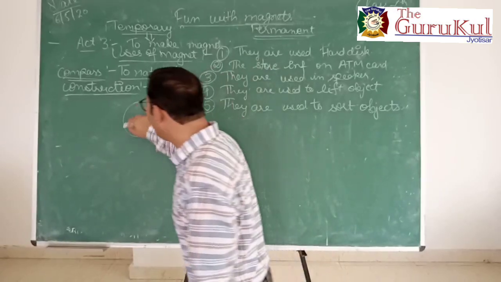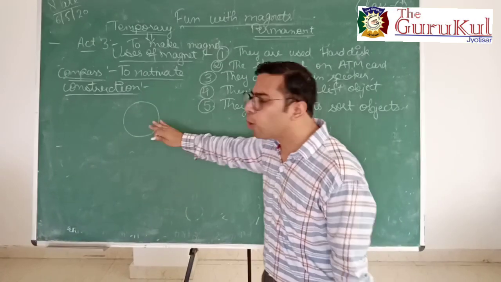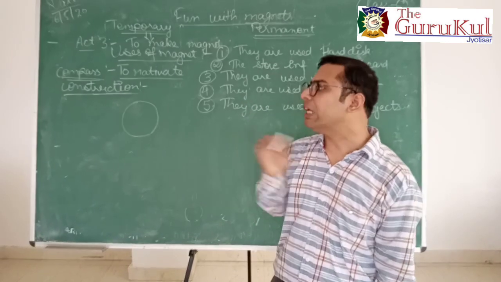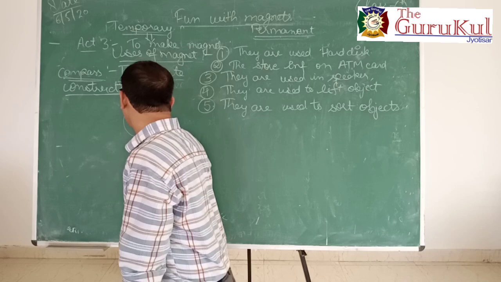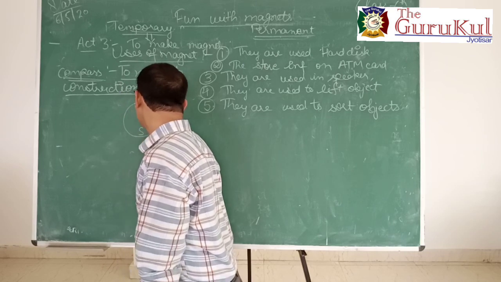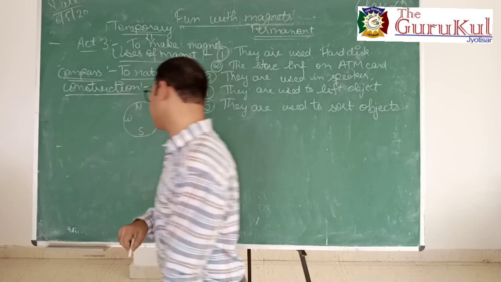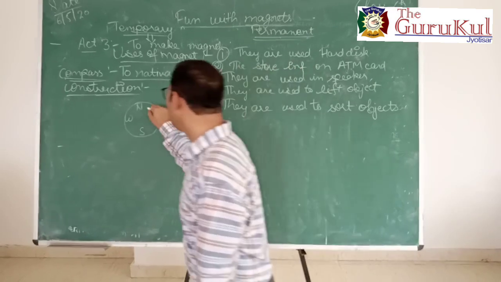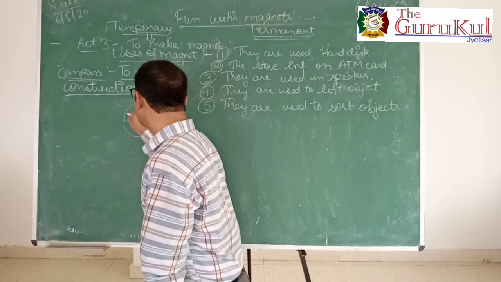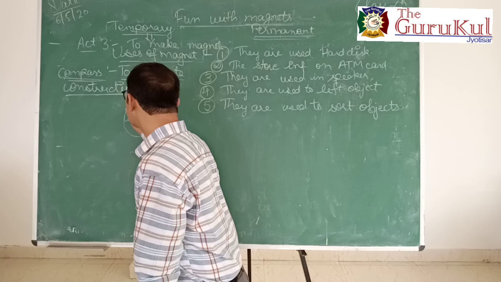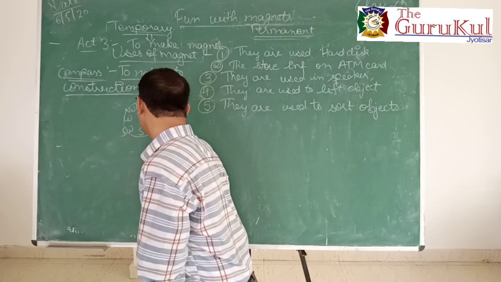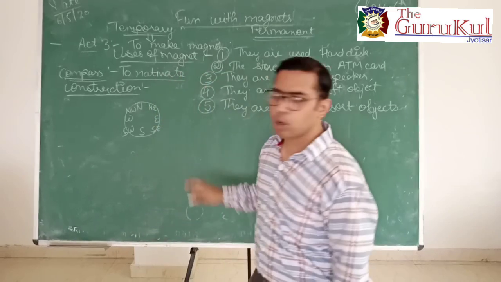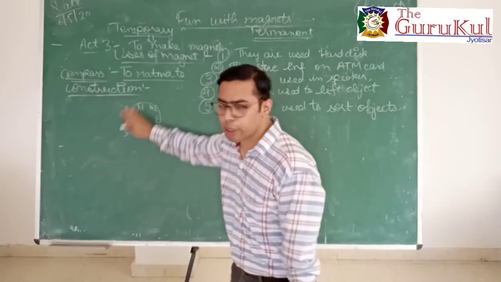And at the base of the box, a cardboard is placed on which different directions are marked. Like I'm marking here: north, south, east, west. Okay? And this can be northeast, northwest, southwest and southeast.